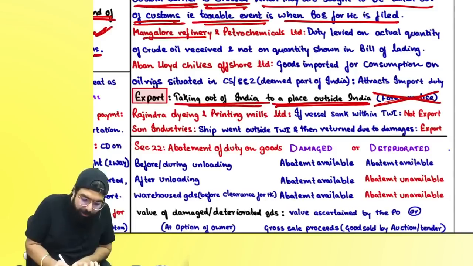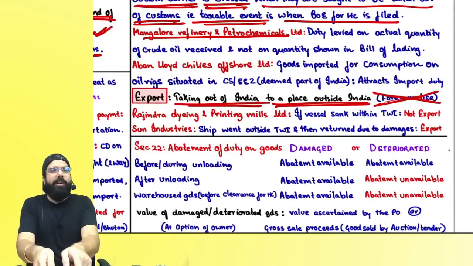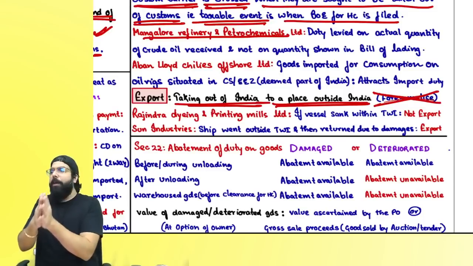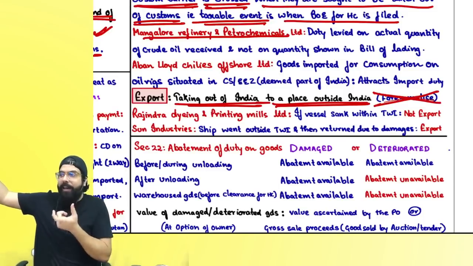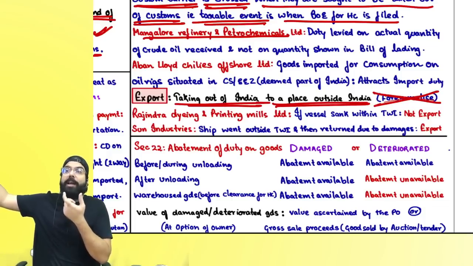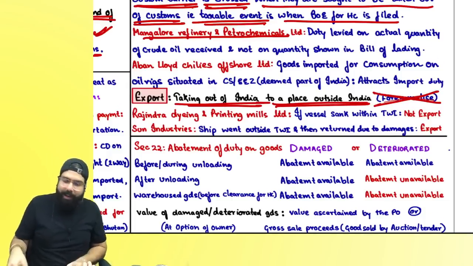Then the next case was the Mangalore Refinery and Petrochemicals case law. Whatever quantity of goods was mentioned in the bill of lading but was not actually received in India, you will be liable to pay the duty on the actual quantity received in India and not the quantity mentioned in the bill of lading.